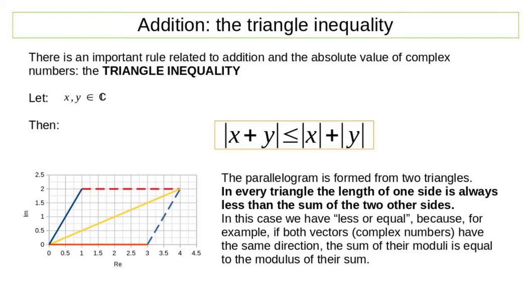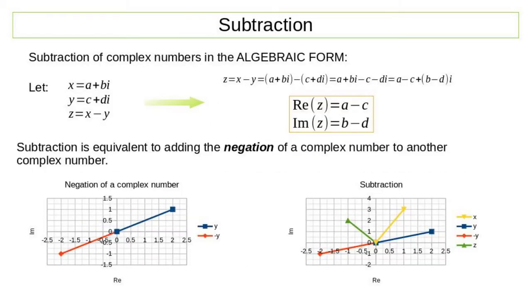However, the rule says lower or equal. This is because x, y or both of them might be equal to 0. In that case the absolute value of x plus y is equal to the absolute value of x plus the absolute value of y. Let's calculate the subtraction of two complex numbers now.